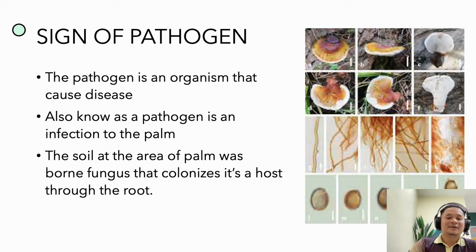Now we see the sign of pathogen. The pathogen is an organism that causes disease. What we see is like a mushroom at the trunk, also known as the pathogen, an infection to the palm. Lastly, the soil at the area of the palm is a soil-borne fungus that colonizes its host through the root.